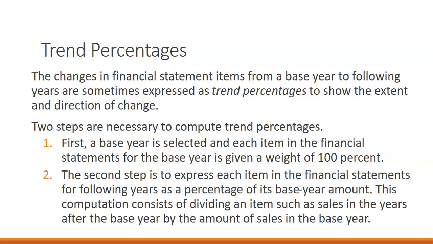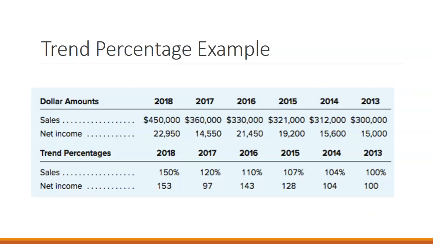So when we look at this example, we have our dollar amounts for 5 years' worth of information. We set 2013 as our base year. So 2013 is our 100% year, and every other year is compared to 2013. So in 2014, we see there's a 4% growth from 2013. In 2018, we have a 150% growth from 2013.